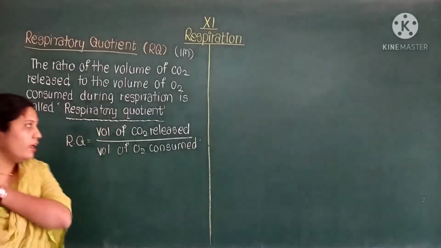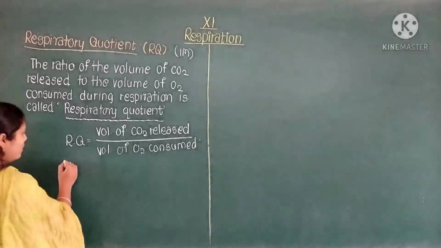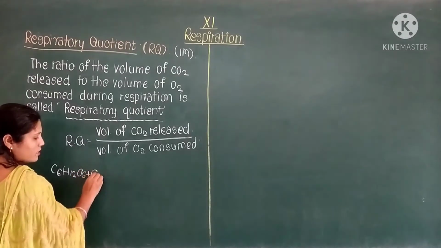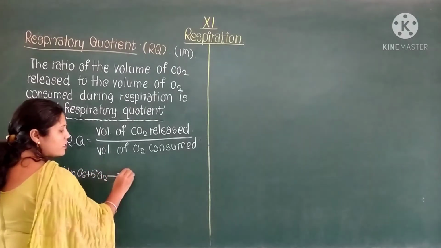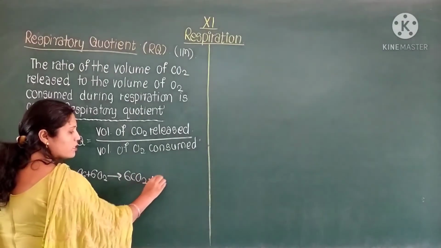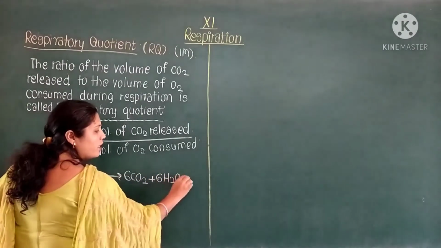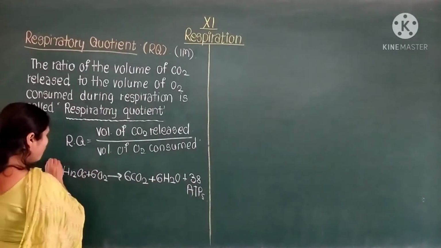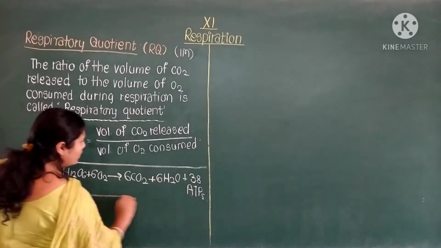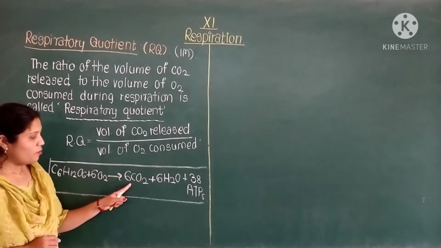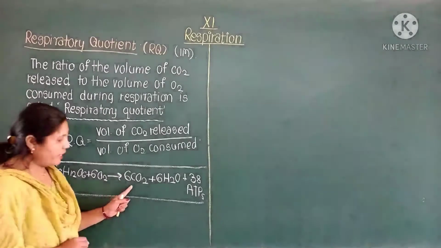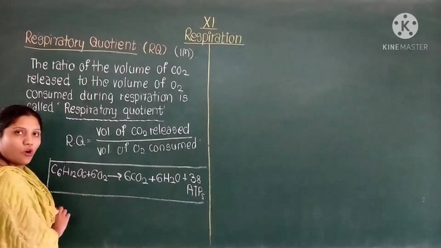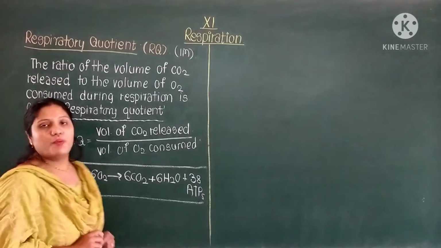Okay, now for example I will tell you by writing the equation. C6H12O6 plus 6O2 forms 6CO2 plus 6H2O plus 38 ATPs. If you observe this equation, 6 molecules of carbon dioxide are released and 6 molecules of oxygen are consumed. So the ratio of these is known as the respiratory quotient.